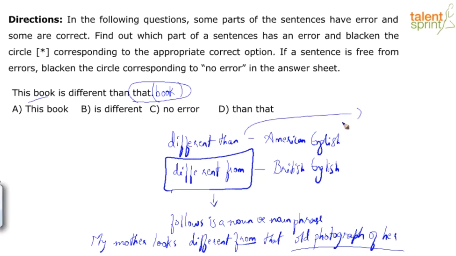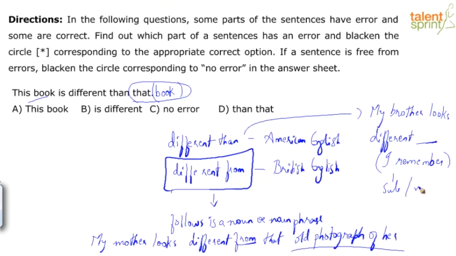When it is followed by a clause. A clause is nothing but a complete thought, a subject and a verb. So if I say, my brother looks different dash I remember. So after the blank, what is following? This is a clause, right? A complete thought. I have a subject and I have a verb. This is a clause. So when it is followed by a clause, then you use than.